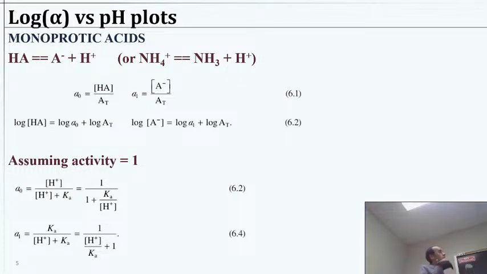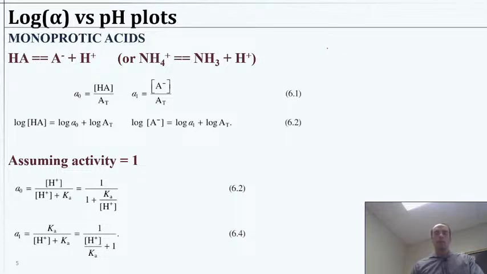Alpha 0, that's the portion that is still protonated, so HA with respect to the total. And alpha 1, of course, has lost 1 proton, and that species with respect to the total. We can put this in log form and say log of HA is equal to log of alpha 0 plus log of the total. Now that's essentially taking log of both sides and then making use of the log relationships to get there.